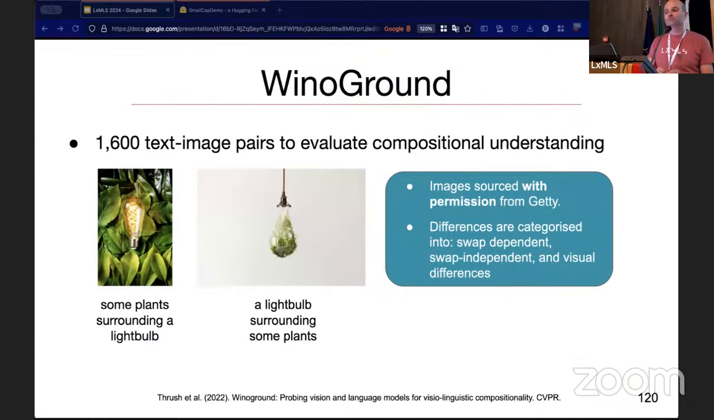Maybe some of you are familiar with the Winoground dataset of 1,600 image-text pairs to evaluate this richer compositional understanding, where the sentences are rewritten in a way such that if the model really understands what it means to be a light bulb surrounding plants, then it will understand what representation is shown in there. And this is a nice example of images which were sourced from a distributor, Getty, with permission for redistribution. I'm not sure how easy it would be for us to get this, but if you work at Meta, maybe it's slightly easier to get that kind of permission.